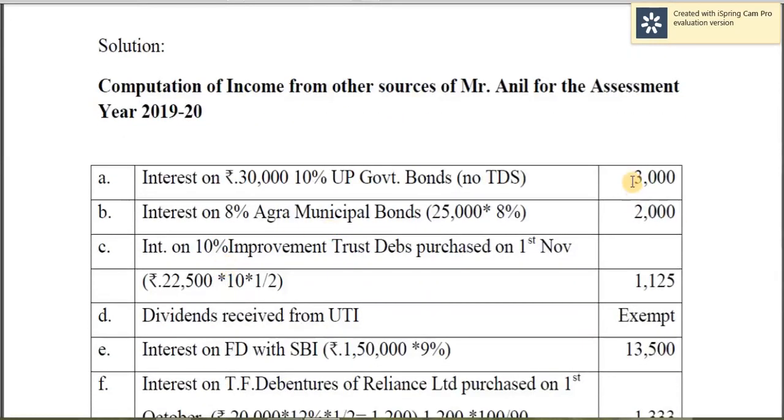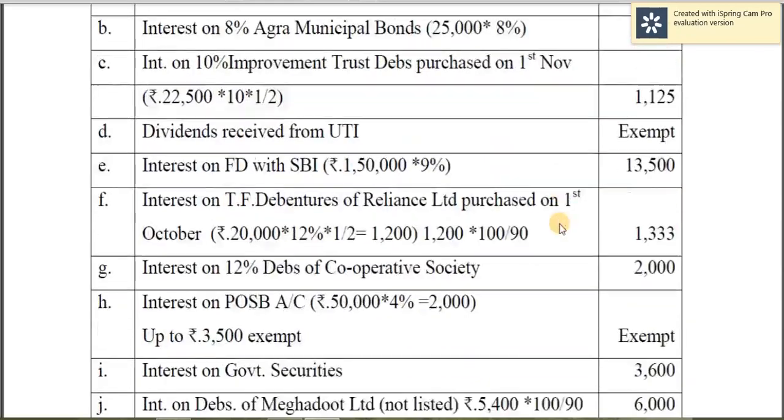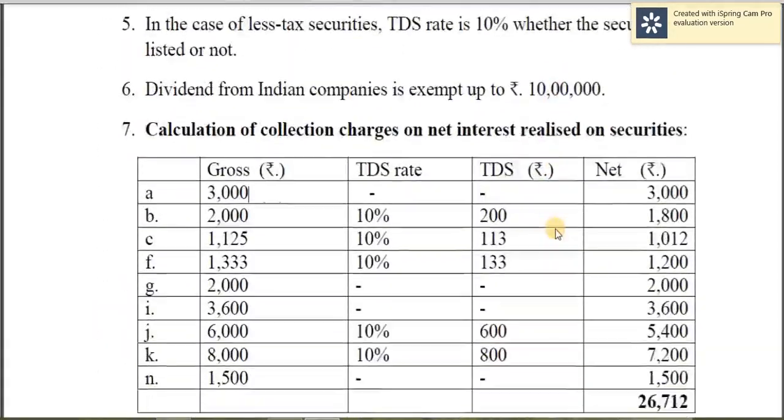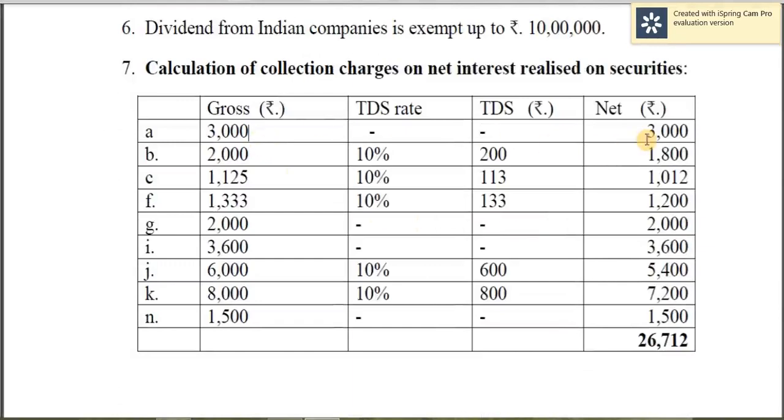Yes, no TDS here, 3,000. So as it is taken. So 3,000 is taken. Then point B, 2,000. So it is less tax commercial security. So 10% TDS. 10% of 2,000 is 200. As a result, net amount is 1,800. So here gross amount is 1,125.